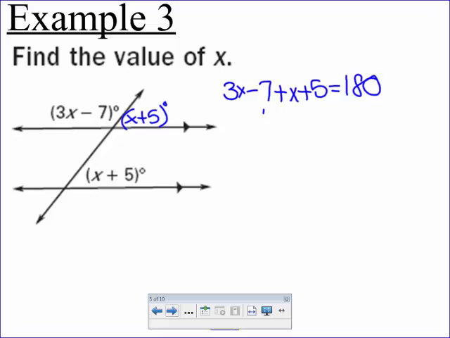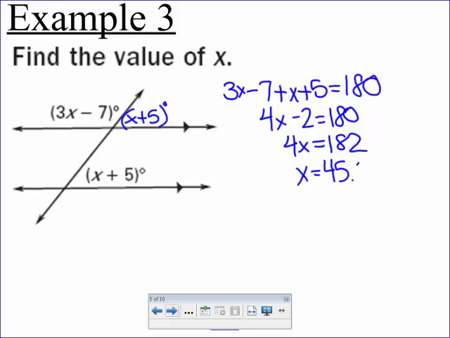I'll just quickly go through the work. 4x minus 2 equals 180. 4x equals 182. And then finally, x will equal 45.5. Okay? And it just says find the value of x. Now, remember, if they asked you to find an actual angle, just plug it back in. 45.5, plus the 5 would give you that angle, and then you could also subtract from 180 to find the 3x minus 7.